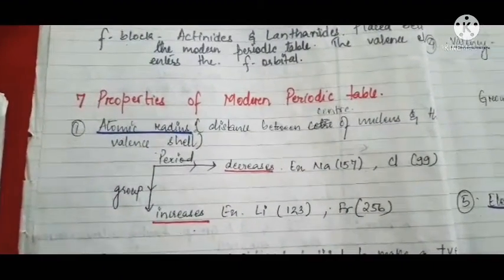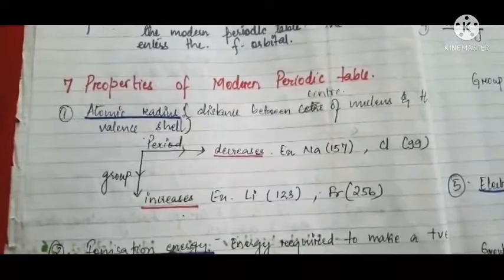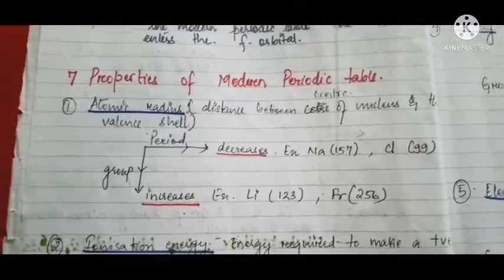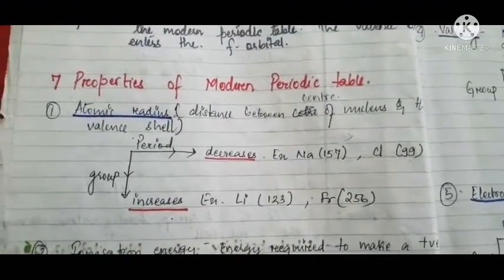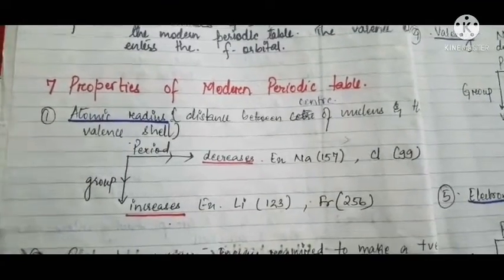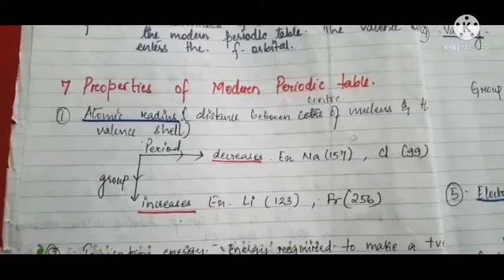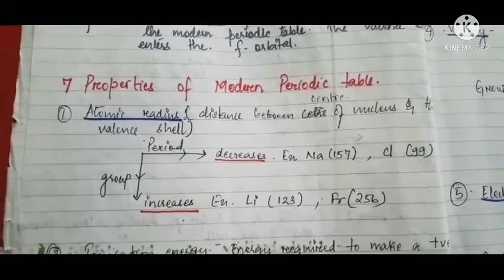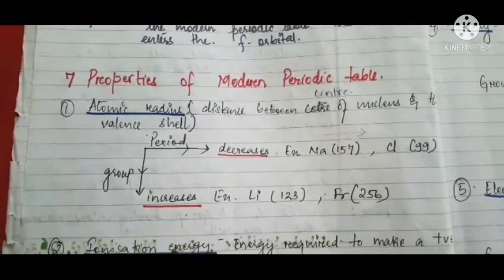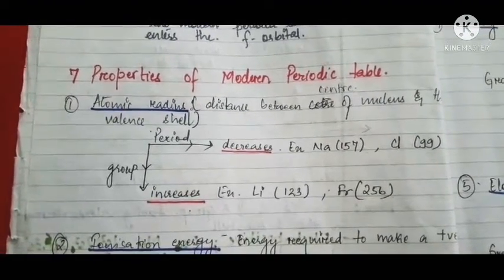You can take this as a screenshot. I have made some notes. Properties of modern periodic table. When we talk about atomic radius, it means the radius of an atom. It means from the center of the nucleus till the valence shell. The distance between the center of the nucleus and the valence shell, that is the radius of an atom.